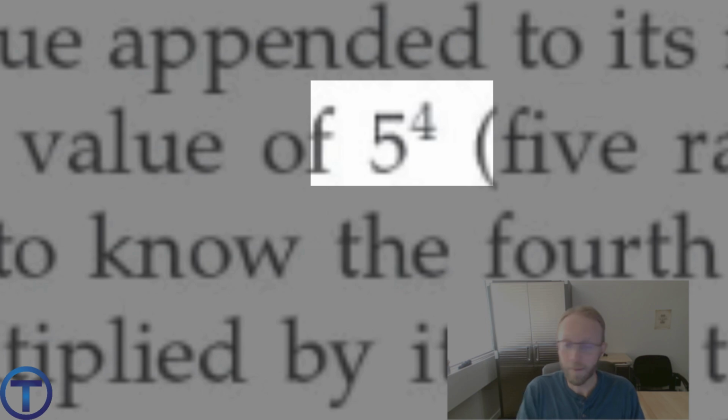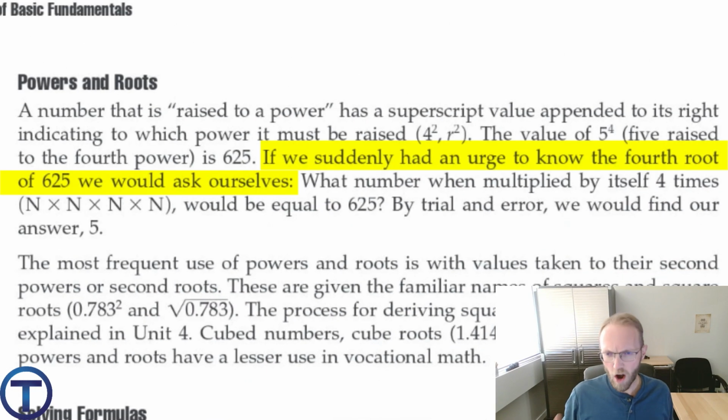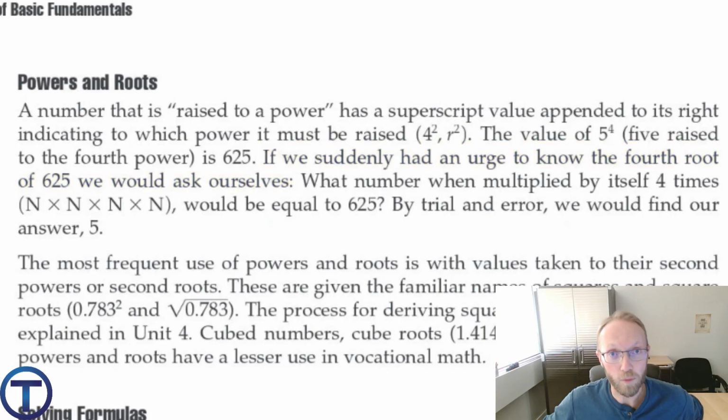So in this book, they give the example of 5 to the 4th power. That's 5 times 5 times 5 times 5. And then I love this. They say, if we suddenly had an urge to know the 4th root of 625, because do you know how many times I sit around and I'm like, oh, I have this urge to know the 4th root of 625. Well, maybe not. But anyway, to go back the other way, we take the root, right?